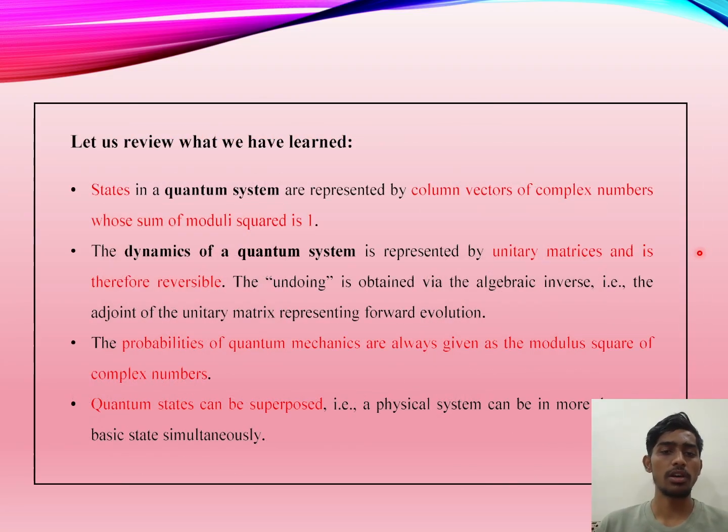Now let us review what we have learned among all these PPTs. The state of a quantum system is represented by a column vector of complex numbers. The sum of the modulus squares is one. The dynamics of a quantum system is represented by a unitary matrix and is therefore reversible. The undoing is obtained by the algebraic inverse. The adjoint of the unitary matrix represents forward evolution. The probabilities in quantum mechanics are always given as the modulus square of complex numbers.